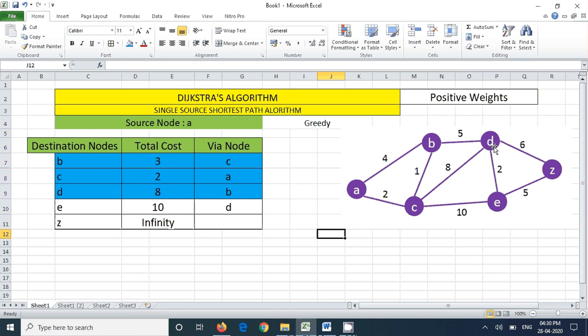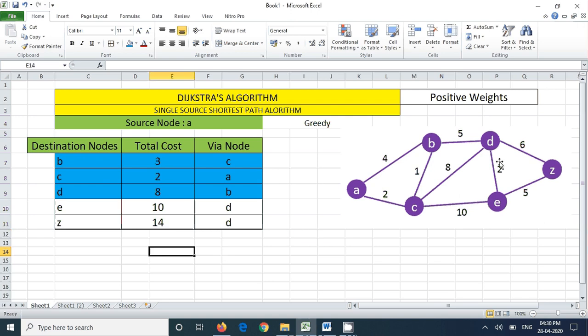And D goes to Z. This is the first time we are encountering the Z destination. D goes to Z with the cost of 6. To come to D is 8, and 8 plus 6 is 14. So 14 is less than infinity, so I am replacing infinity with 14, and the via node is D. D can go to E with the cost of 2, which is already done. And Z is newly added.